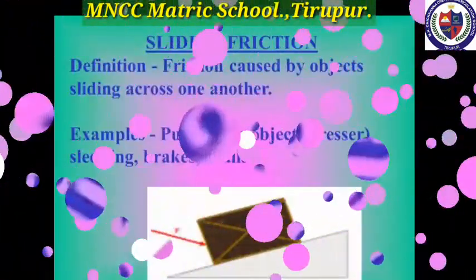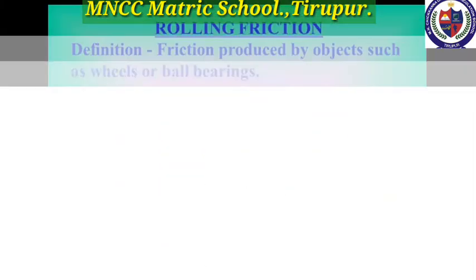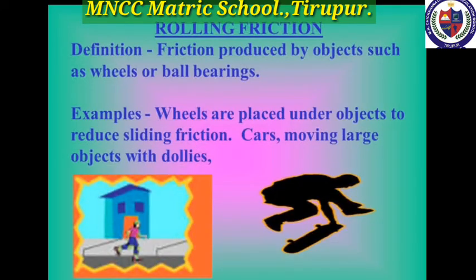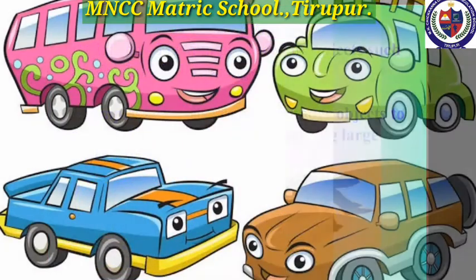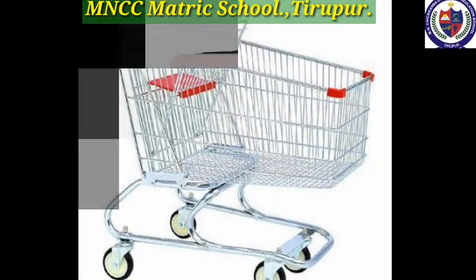Next we move to the sliding friction definition. Friction caused by objects sliding across one another. For example, pushing an object, that is a dresser, sledding, brakes, chalk. Then next we move to rolling friction. Friction produced by objects such as wheels or ball bearings. For example, wheels are placed under objects to reduce sliding friction. Wheels are provided in vehicles, trolleys, suitcases, etc.